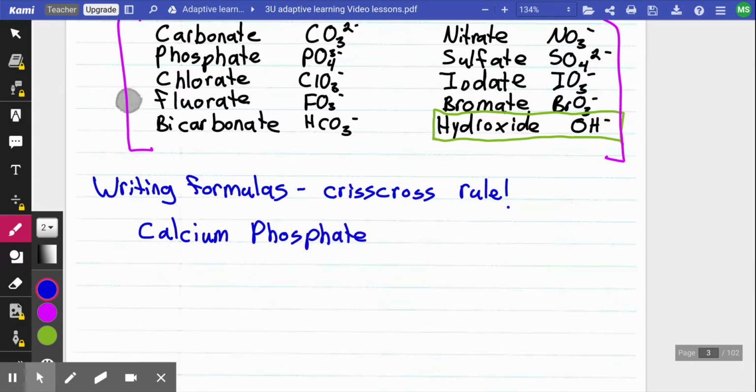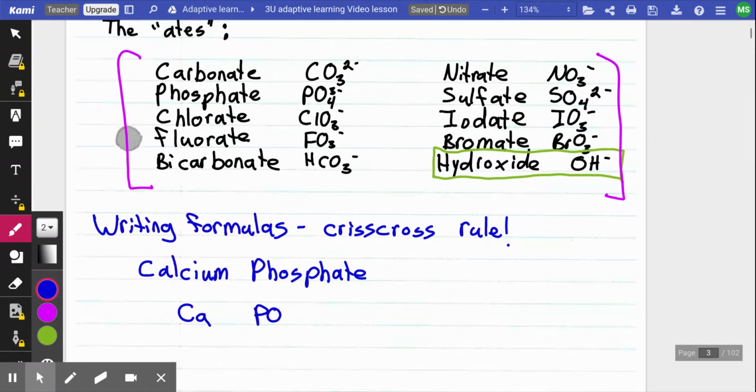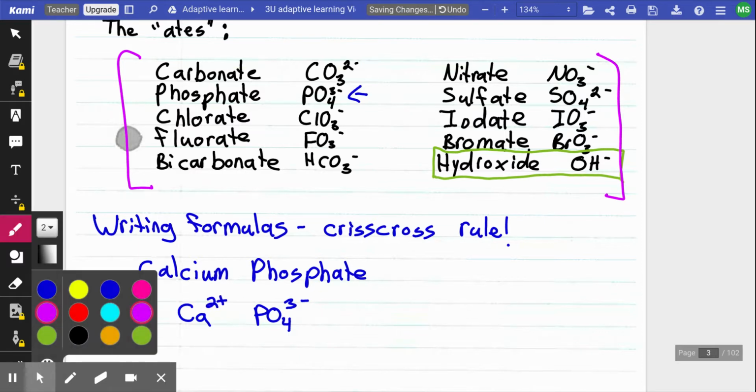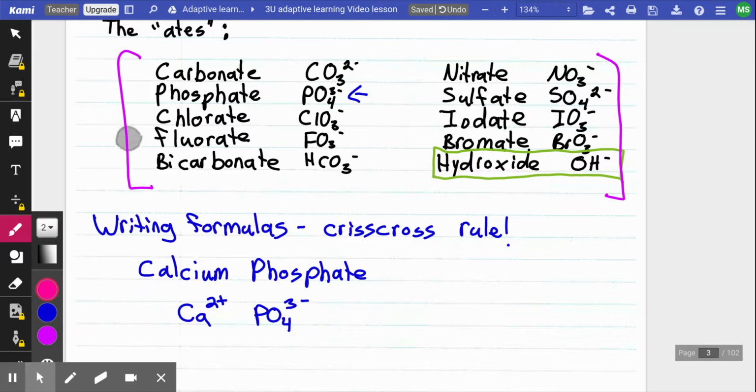So our calcium phosphate, same rules as before, right? The symbol of each of the ions involved, so calcium, and then phosphate up here in our chart, we can see if we look right here, is PO4, and then we write our charges. Our phosphate is a 3 negative, and our calcium we know is a 2 plus. So same rule or process as before. We drop the charges and we cross the numbers down.